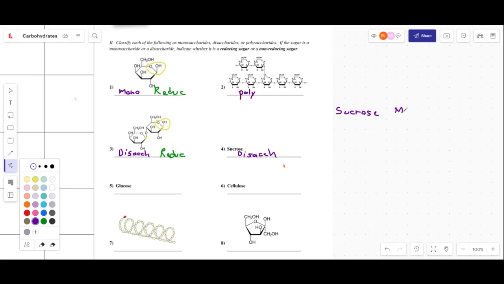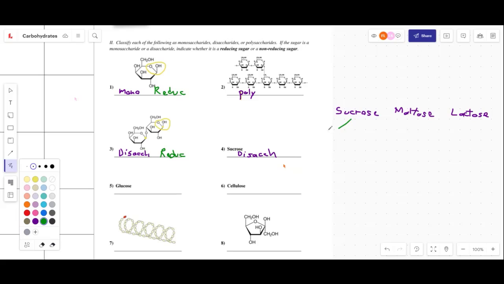maltose, and it is a non-reducing sugar. And sucrose, maltose, and lactose. They expect you to know those ones. And these are all disaccharides. Sucrose, maltose, and lactose. Okay, I have them off to the right.